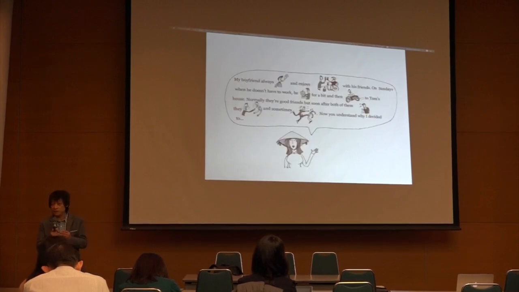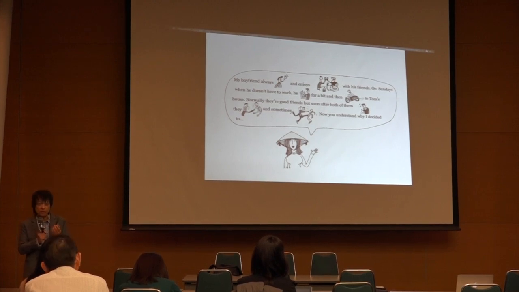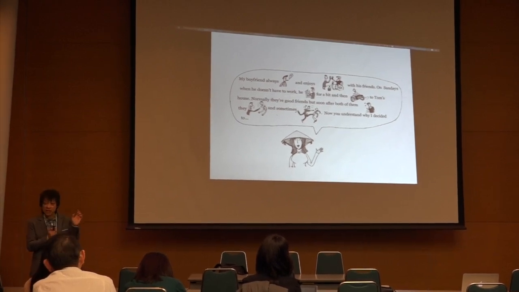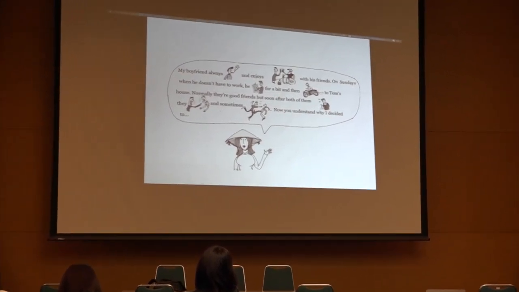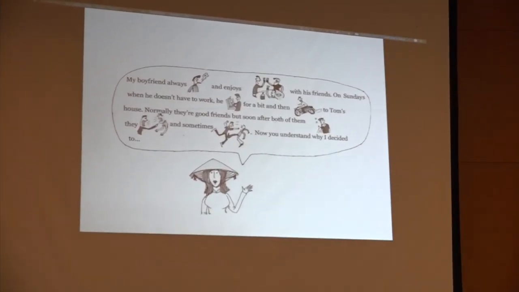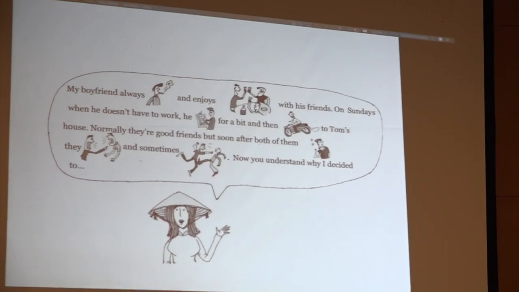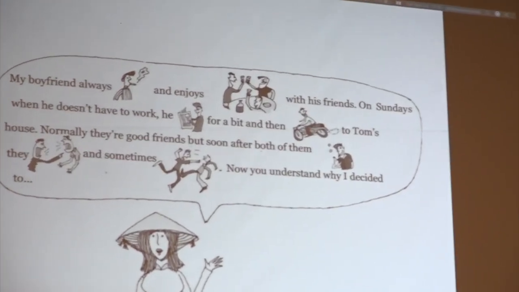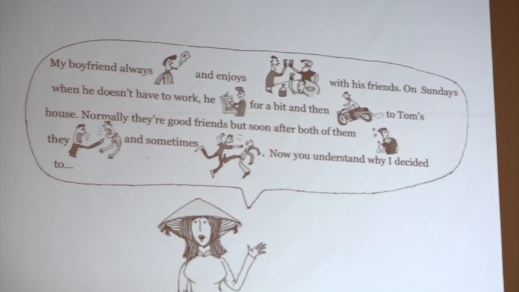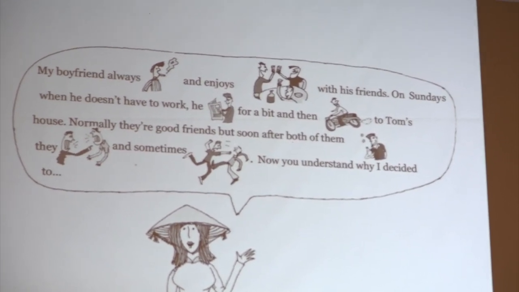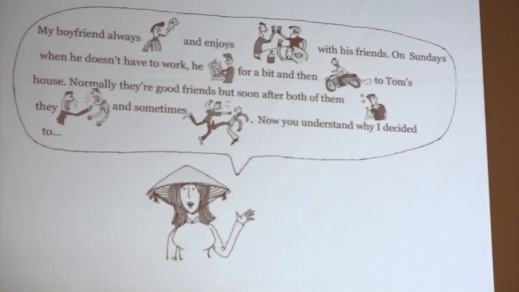Another thing I would like to introduce to you is using small images to teach vocabulary within the text. Can we read this together to see if it works? This girl is talking about her boyfriend. She says, my boyfriend always smokes and enjoys drinking with his friends. On Sundays when he doesn't work, he reads newspapers for me, and then rides a motorcycle.